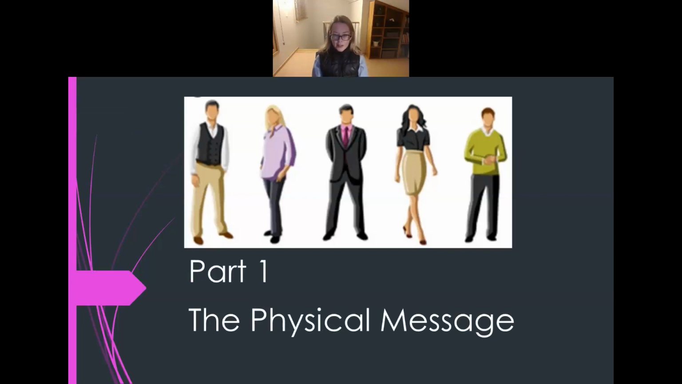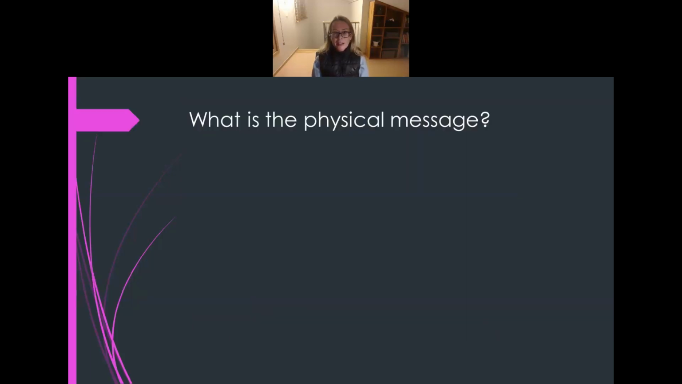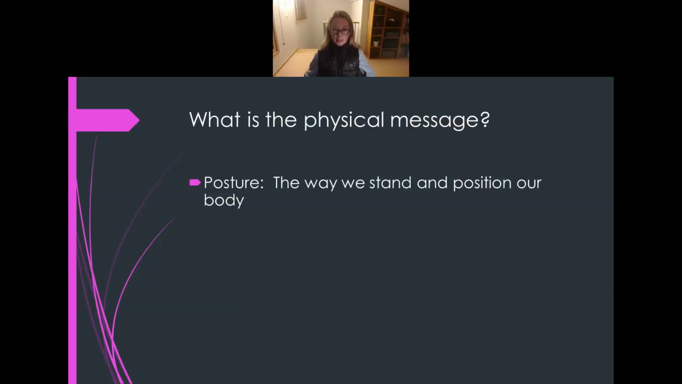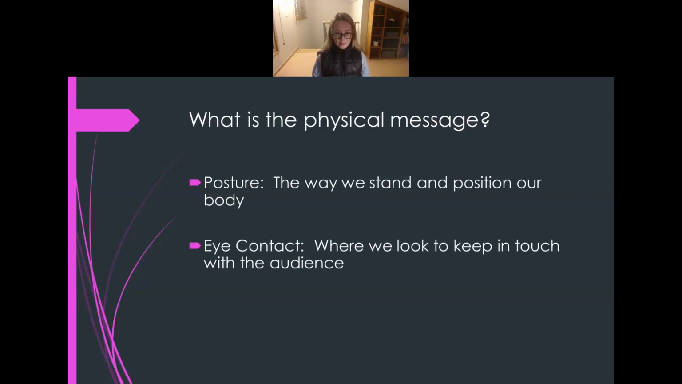Oh, that picture's not that great. Okay, anyways, the physical message. What is the physical message? Posture, that's the way we stand and position our body. Hopefully I'm sitting up straight. Sometimes I slouch. It's no good.